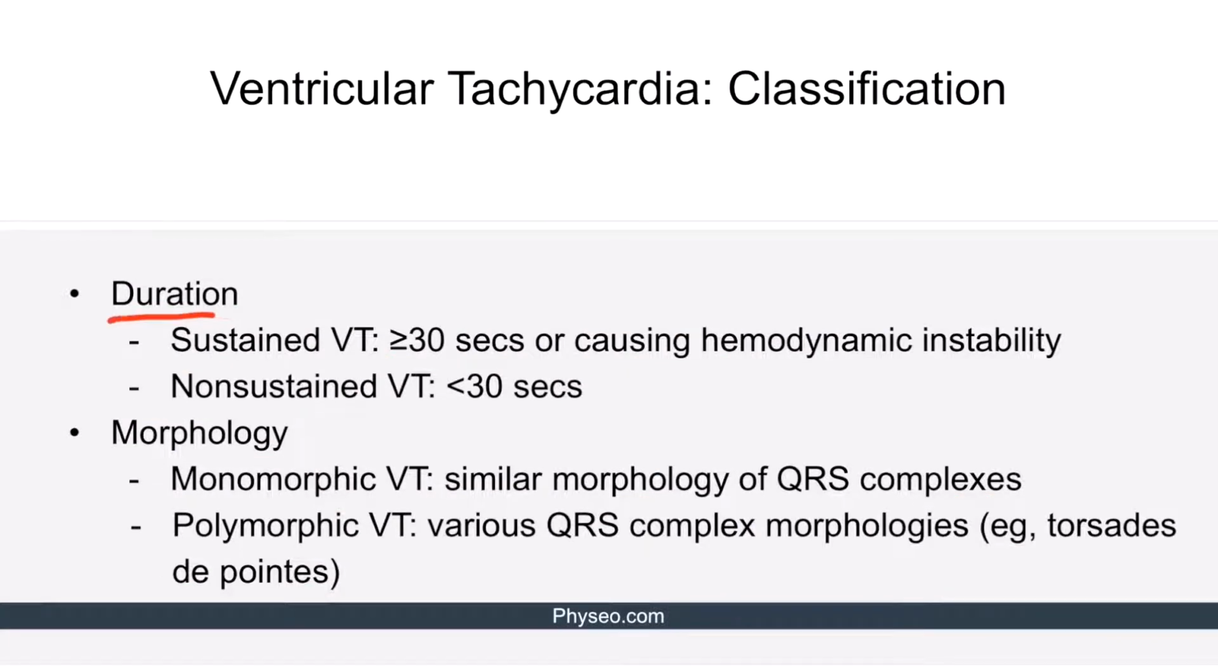Let's begin with duration. A patient is said to be in sustained VT when this abnormal rhythm lasts for 30 seconds or more or causes hemodynamic instability. On the other hand, non-sustained VT is when this rhythm lasts for less than 30 seconds. Regarding the morphology, VT is called monomorphic when all the QRS complexes have similar morphologies, whereas it is called polymorphic simply when VT has different QRS morphologies. A common special subtype of this is the torsades de pointes.